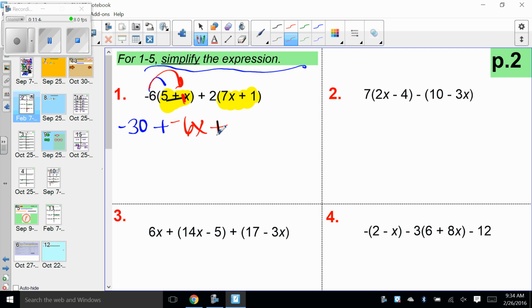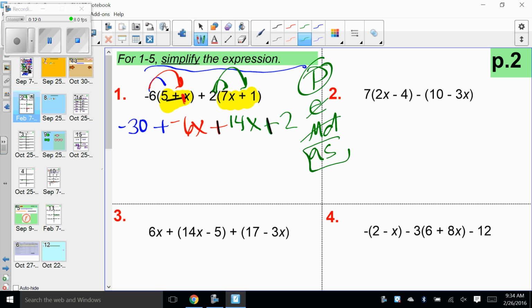Moving on to the second parenthesis, brand new problem here. We take 2 multiplied by 7, that's 14. Reattach variable x, keep sign. Take 2, multiply to 1 is 2. So what I did is I just killed both parentheses. Now the rest of the order of operations kicks in. Exponents, I don't have any. Multiplication, division, I don't have any.